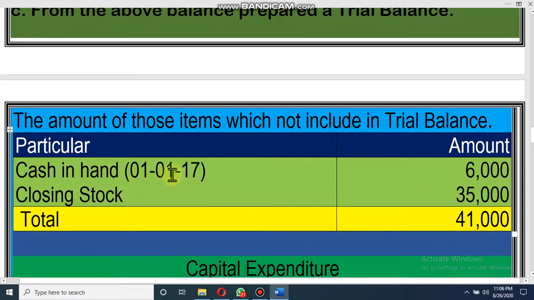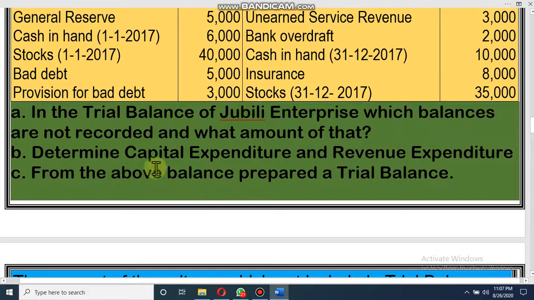Let's see the solution. This is the format. This way we will do: cash in hand 6,000, closing stock 35,000, total 41,000. I hope you understand. Dear student, you should keep in your mind this is not a permanent format. This is not a prescribed format in accounting, but if you do it this way, it will look better. You will get full marks. I hope you understand. You will show it in your copies in a better presentation.